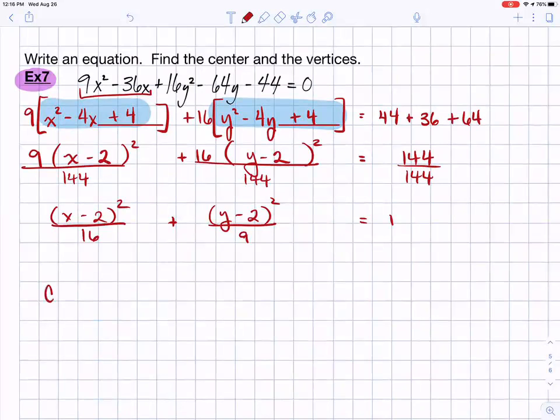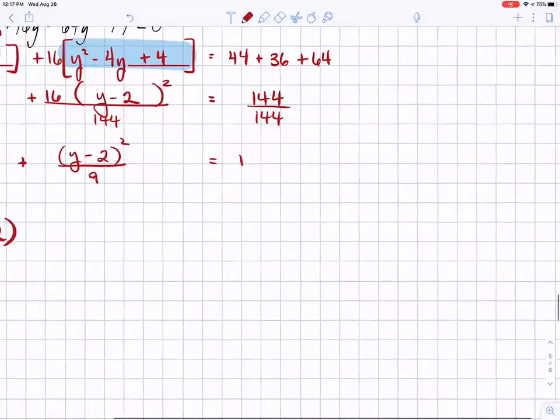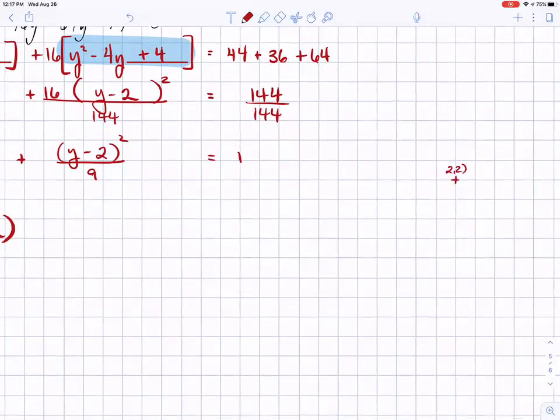Where is my center? 2, 2. I'm supposed to find the center and the vertices. In which direction am I going to locate my vertices? Up, down, or right, left? How do you know it's going to be right, left? My larger value is under the x's. It's a pickle, right? Now, here's what I like to do. I'm a very visual learner. So over on my scratch paper, I just say, okay, here's the coordinate 2, 2. That's my center. And I'm going to go right, and I'm going to go left.